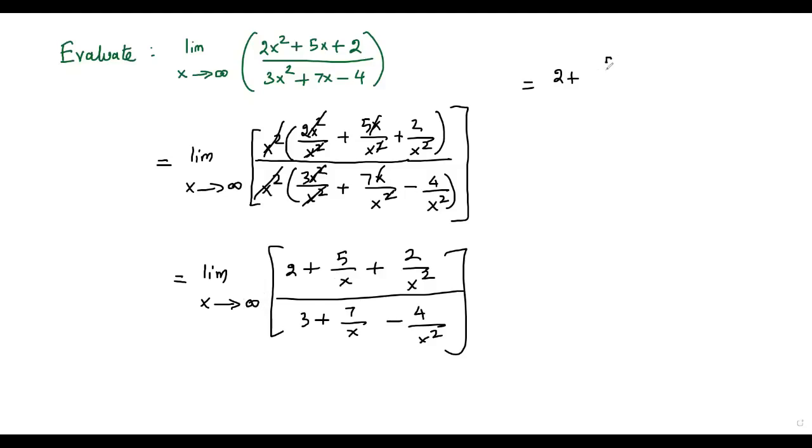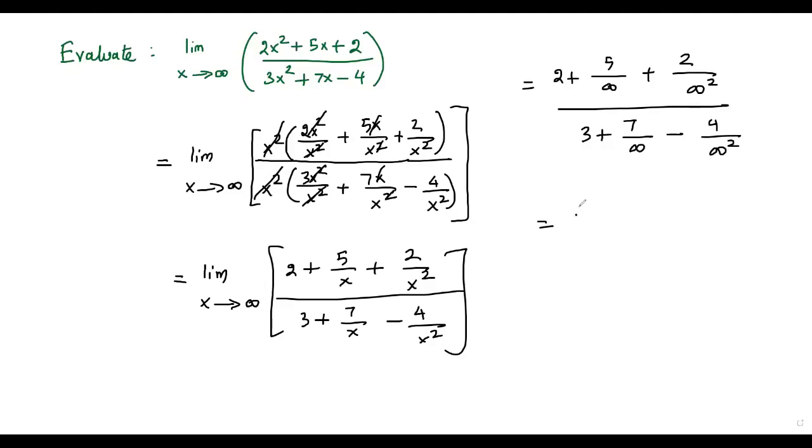So we get 2 + 5 over infinity + 2 over infinity squared, over 3 + 7 over infinity − 4 over infinity squared. Here, 5 is a finite value, and infinity, as I've told you, is positive infinity, which means a very large positive value. When I divide a finite number by a very large positive value, the result will be very close to 0. So the result of this one is going to be 0.